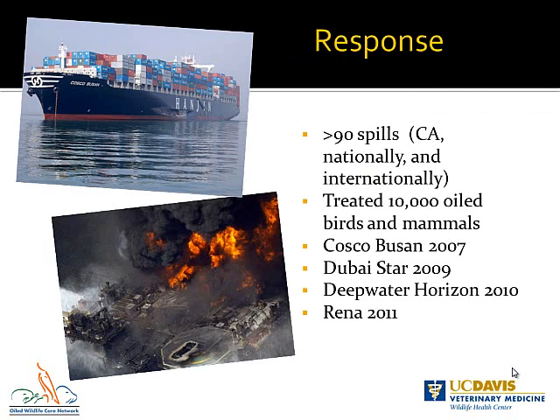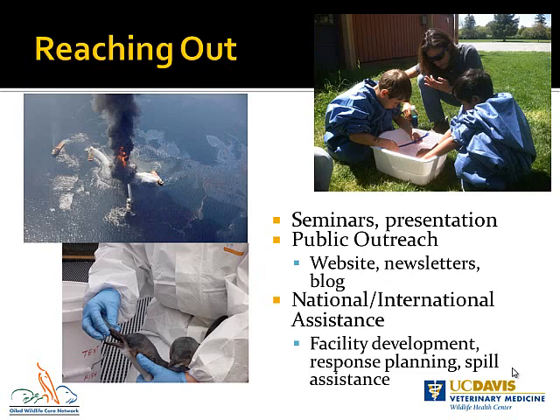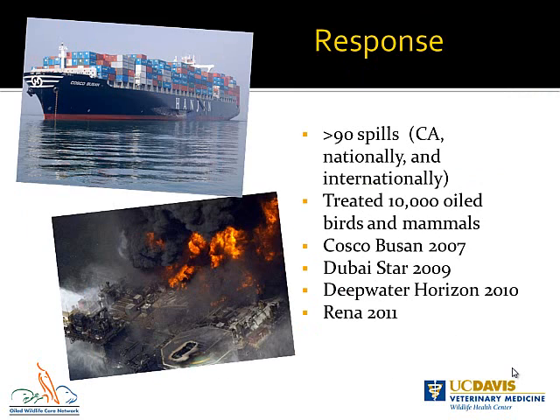All in all, the OWCN has responded to more than 90 oil spills. This includes within California, nationally, and internationally. We've treated about 10,000 oiled birds and mammals, and some of the most notable oil spills that we've been involved with have been Costco Busan, Dubai Star in 2009, Deepwater Horizon, and the Rena oil spill in New Zealand in 2011.